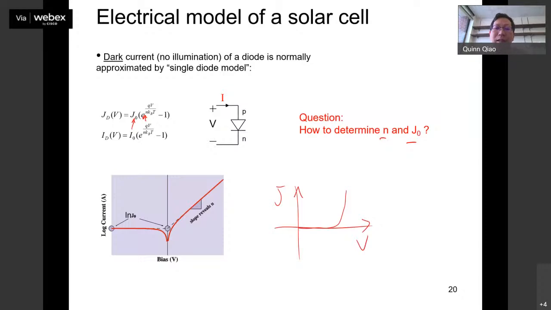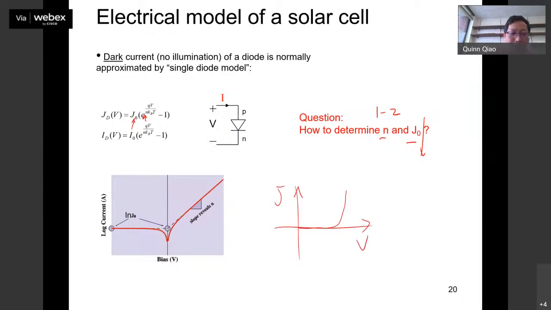And then the n is called the ideality factor, okay? The n is typically somewhere between 1 and 2, and J_0 is typically as small as possible. That's what we want to see in a good diode, a good solar cell, okay? But the real problem is when you fabricate the solar cells, the manufacturing process can be different and the quality can be different for each batch. That's why you need to identify this n and J_0, okay?